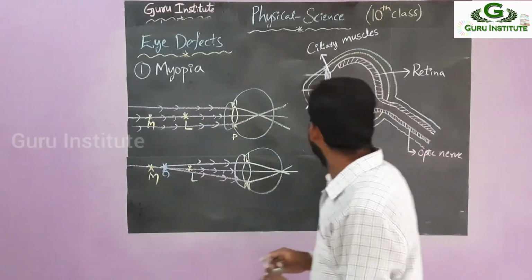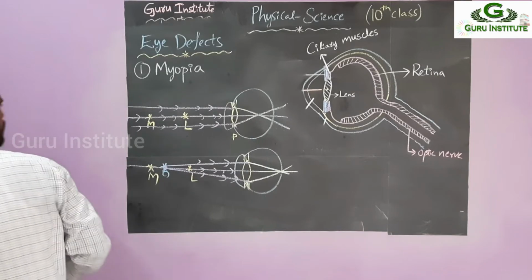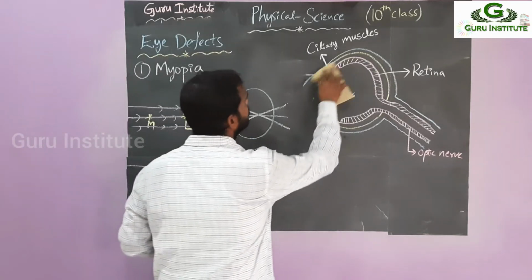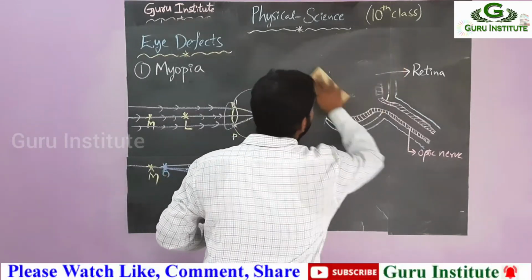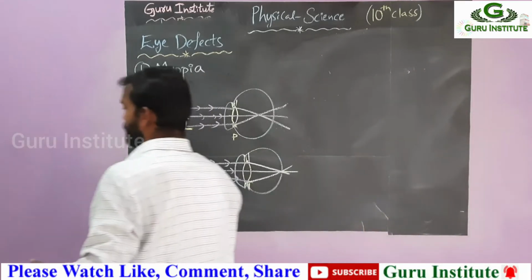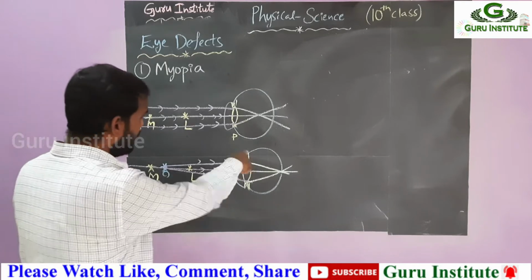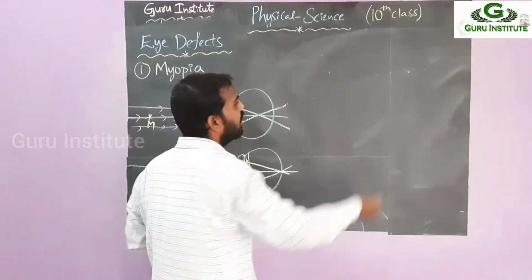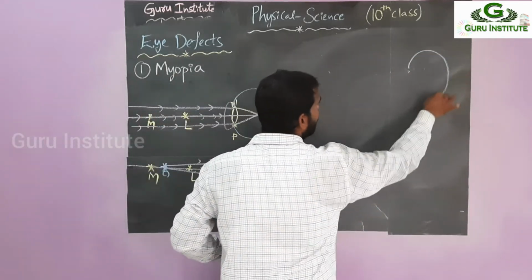Now you can see the remaining pictures. I am erasing this one. Now we can see the remaining pictures of this case. Again we take the eye lens, and then the eye figure.